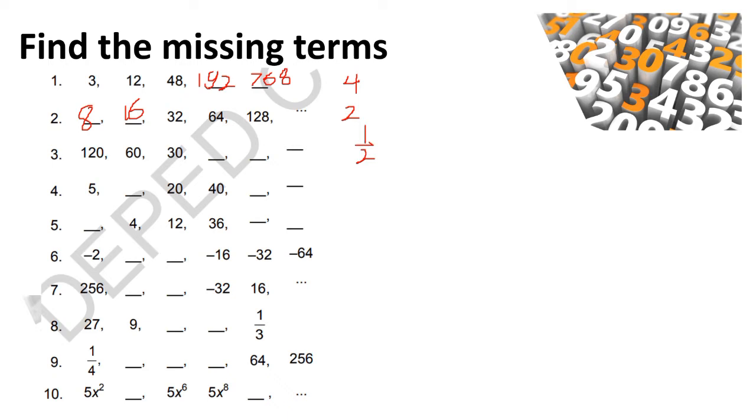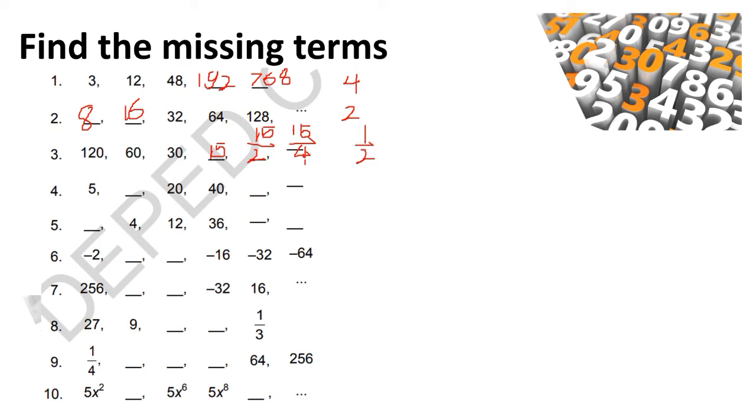So, yung 30 multiplied by 1/2 is 15. And then, 15 multiplied by 1/2 is 15 halves. Then, multiply ulit sa 1/2 is 15 fourth. Yan. So, that is the 3 missing terms. So, we have 120, 60, 30, then 15, 15 halves, and 15 fourth. Common ratio niya ay 1/2.